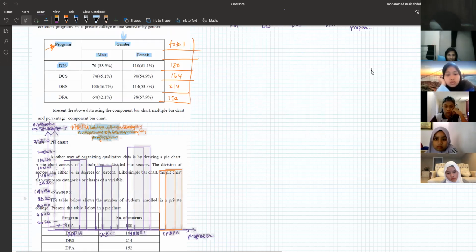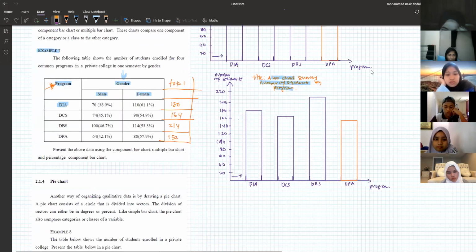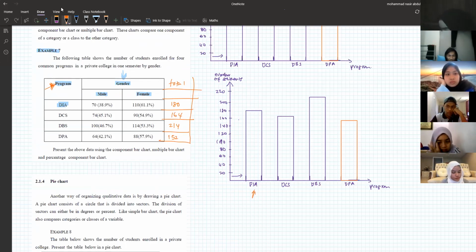Right. So let me copy this one. I want to change the title. This is not going to be a simple bar chart anymore. So component bar chart is based on simple bar chart, which is for a diploma in accountancy, you have the total of 180. So we have a total of 180. For diploma accountants, diploma computer science, all the totals are indicated as in the simple bar chart.